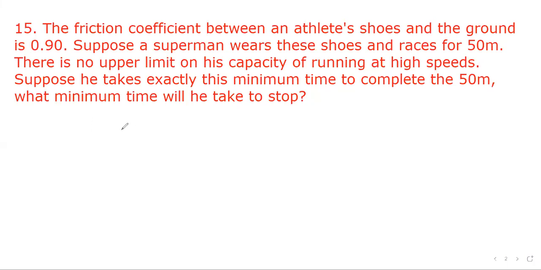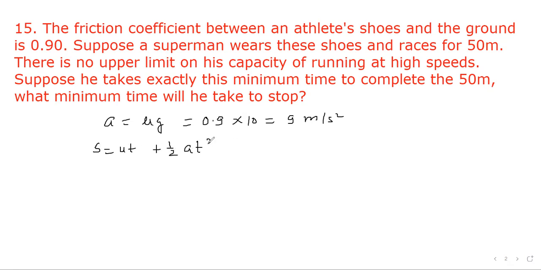So here, acceleration A equal to mu g, mu is 0.9 and g is 10. So it is 9 meter per second square. So applying formula S equal to ut plus half at square, u equal to 0. So S is 50 meter. So 50 equal to 1 by 2, A is 9 into t square. So this will give t equal to square root 100 divided by 9, which is 10 by 3 second.